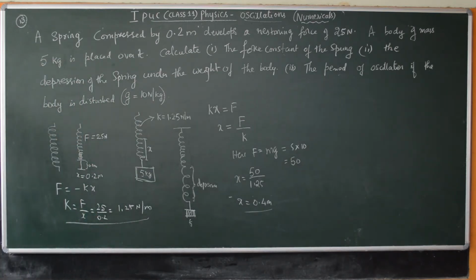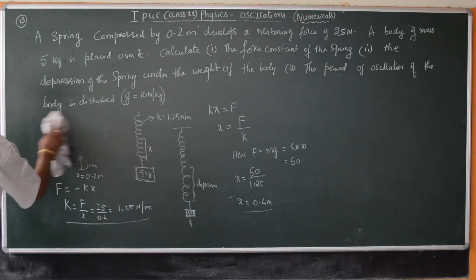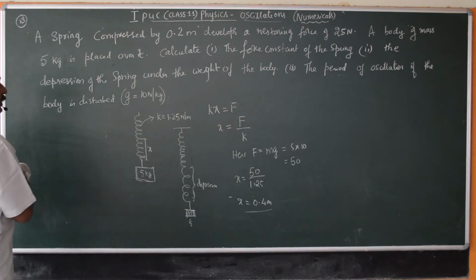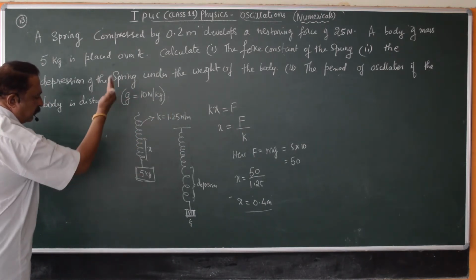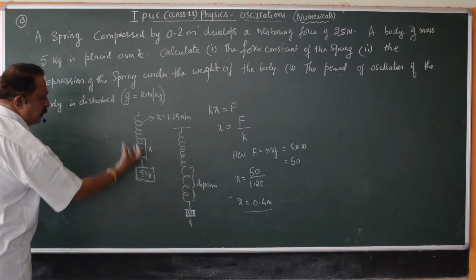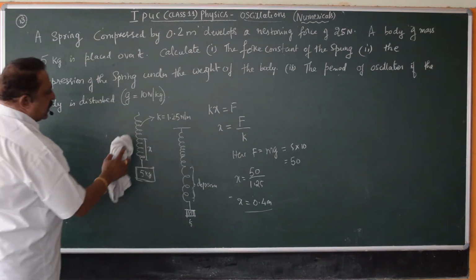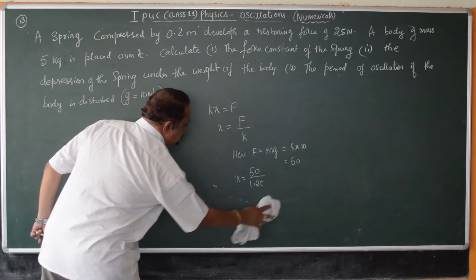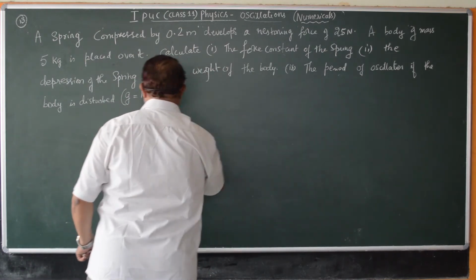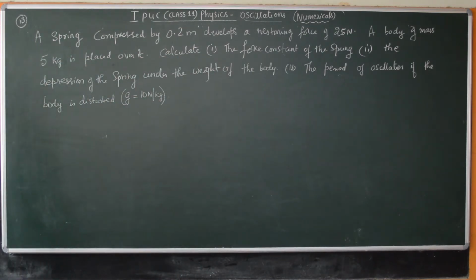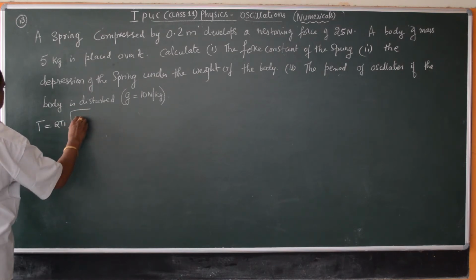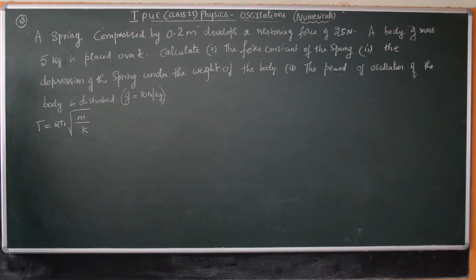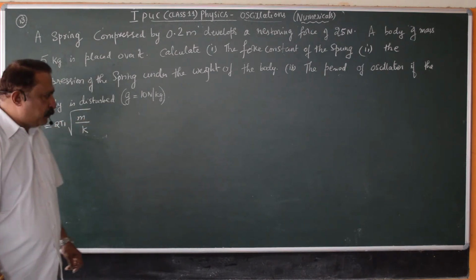And lastly, you have to find out the time period when the body is disturbed. So if you now disturb this body, the spring will start oscillating harmonically, and this harmonic motion will have a period which is given by the formula T is equal to 2 pi into root of m by k. This is the direct formula to calculate the oscillation of a spring.